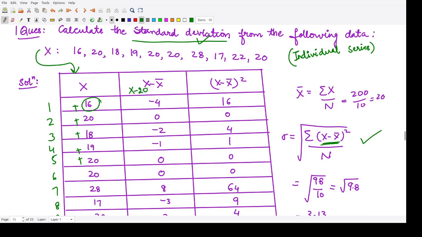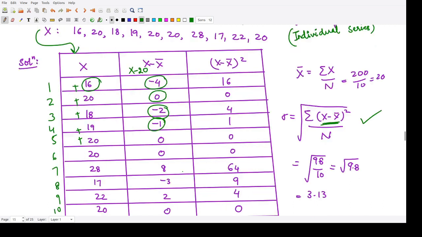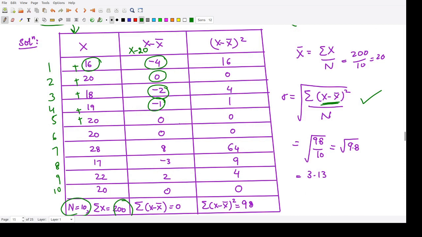So 16 minus 20 is minus 4. 20 minus 20 is 0. 18 minus 20 is minus 2. 19 minus 20 is minus 1, and so on. You keep on doing this up till the last value, and then whatever this quantity is, you square it. So minus 4 square is 16, 0 square is 0, minus 2 square is 4, minus 1 square is 1, 0 square is 0, 8 square is 64, minus 3 square is 9, and so on.